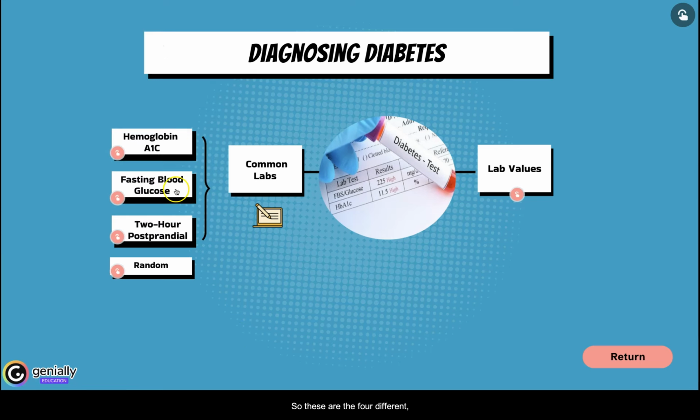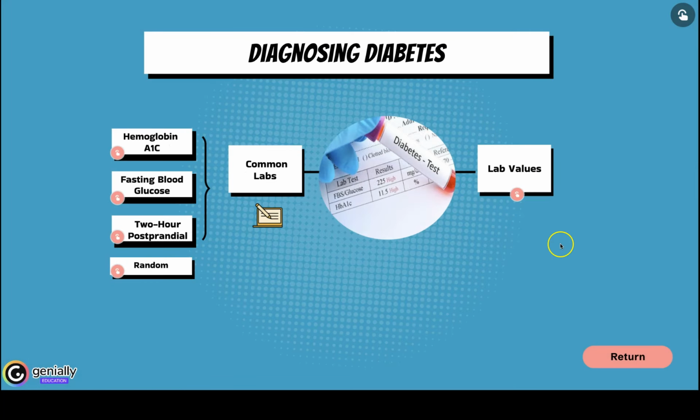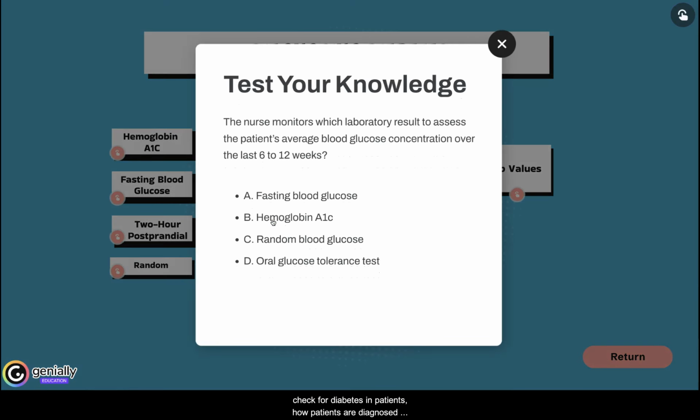So these are the 4 different labs we do to diagnose diabetes. Over here, I have written, there's a chart. Please remember these numbers. If you notice, there are only a few numbers that you need to remember. Diabetes 126, right? 200, 6.5, 200 again. Please remember these numbers. It's extremely important for you to know these. Okay, so this is how patients are diagnosed with diabetes.